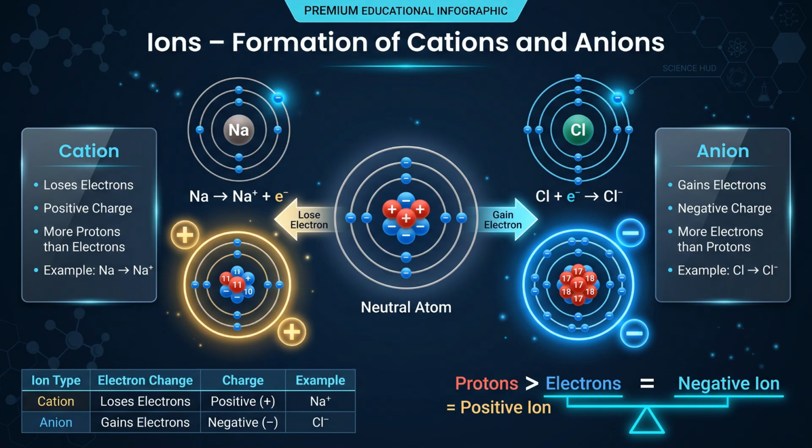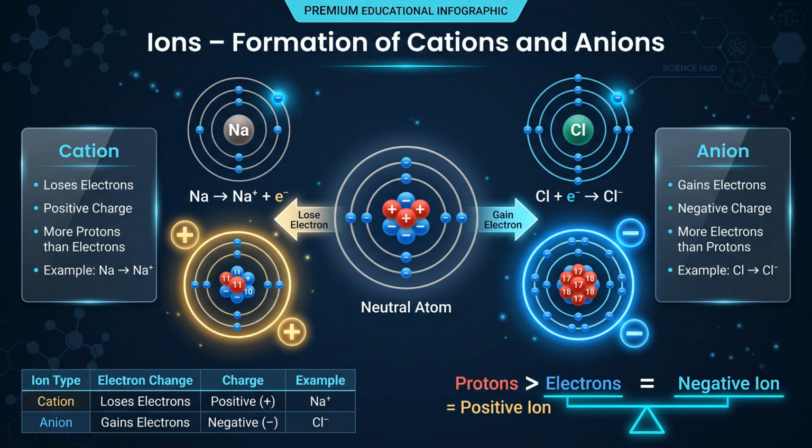For example, sodium is a metal with 1 electron in its outermost shell. It is easier for sodium to lose this 1 electron than to gain 7 more. Therefore, sodium forms a Na⁺ ion. Chlorine, on the other hand, is a nonmetal with 7 electrons in its outermost shell. It is easier for chlorine to gain 1 electron than to lose 7. Therefore, chlorine forms a Cl⁻ ion.